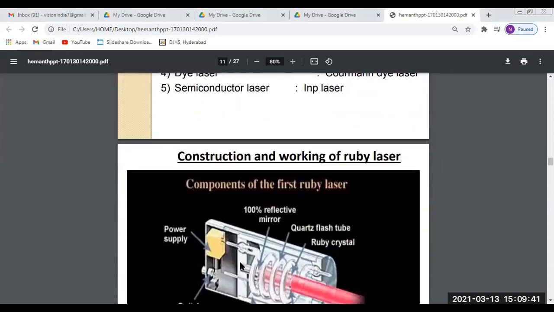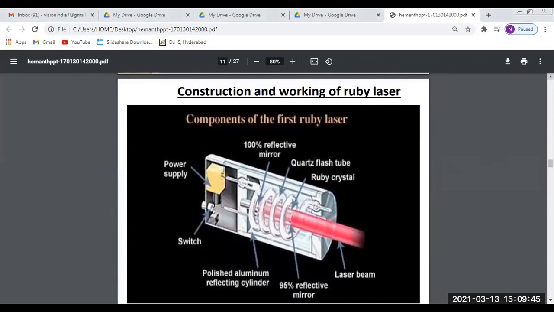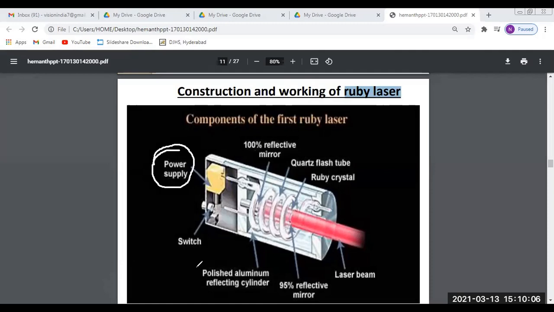Now, in the next phenomenon, we just see the schematic diagram of the solid state laser, that is the ruby laser, right? When we see the diagram very closely, you observe what are the components which are there inside the ruby laser. In order to produce a ruby laser or a solid state laser, we have a power supply. With this, we will ignite, right? We'll pump the atoms. So there is a switch here.